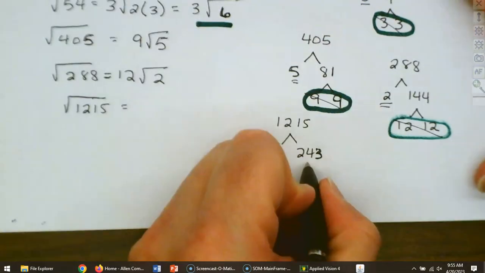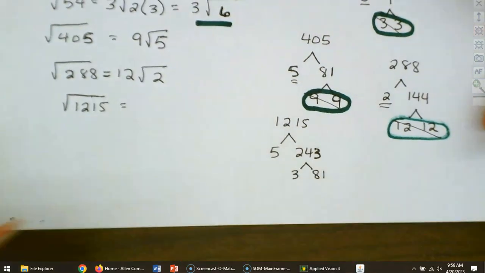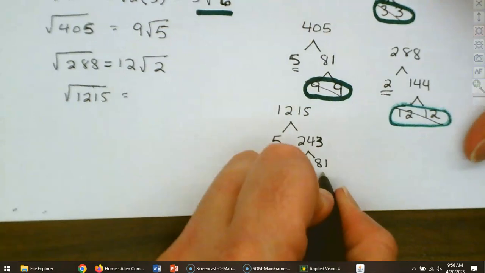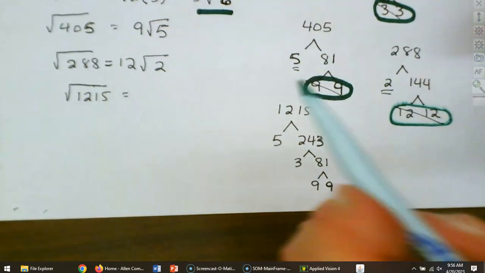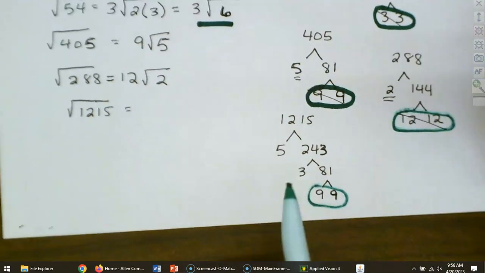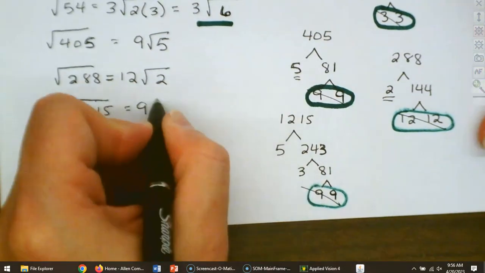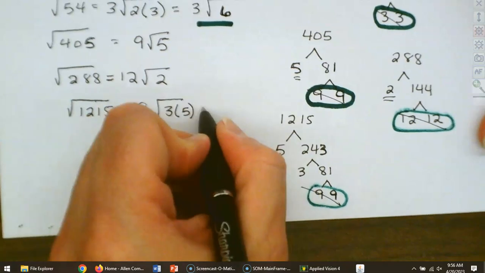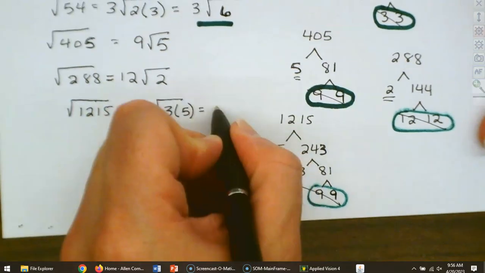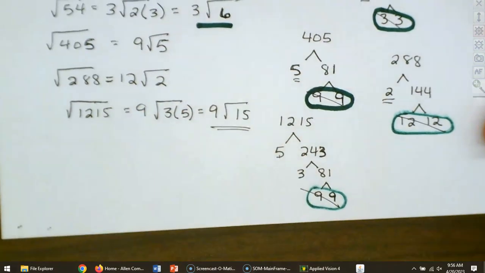But I can break it down. It ends in a 3, so we're going to try a 3. Well, that's 3 and 81, right? And 81, we're in luck, because 81 is a perfect square of a 9. So that means the 9's come out, and they're gone. Now, what's left over that doesn't have a pair? 5 and the 3, so those get multiplied together. So that gives you for your final answer 9 square root now of 15.